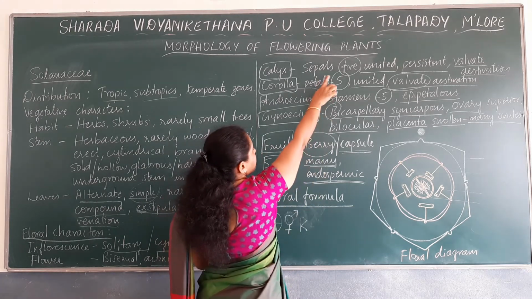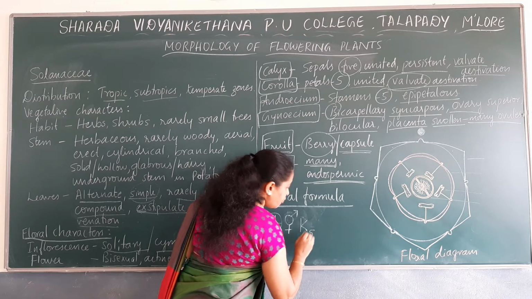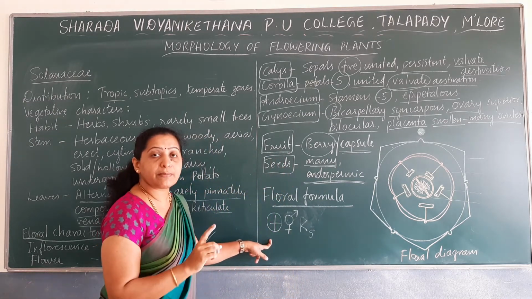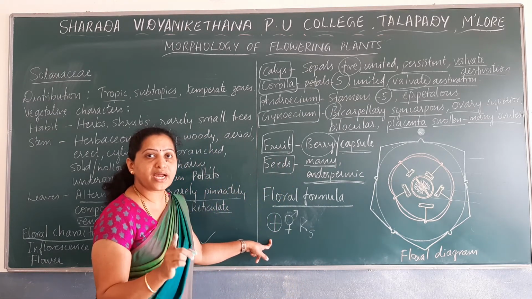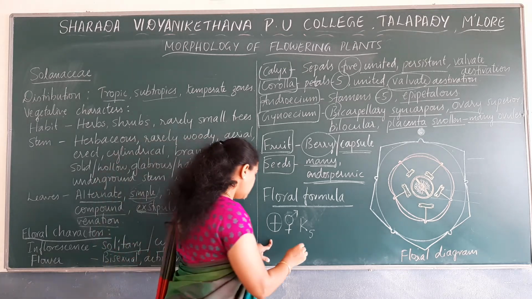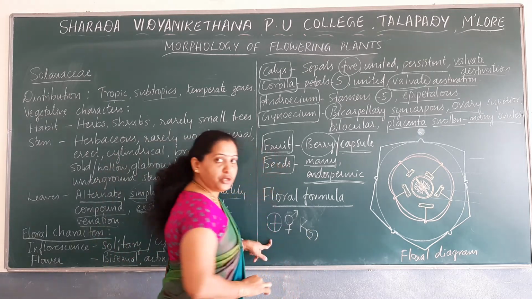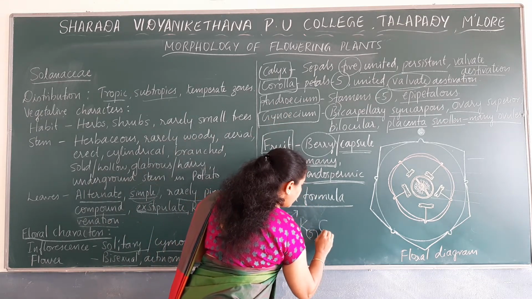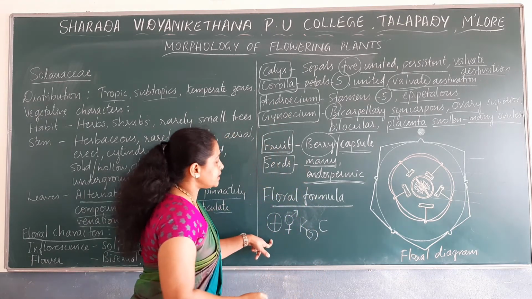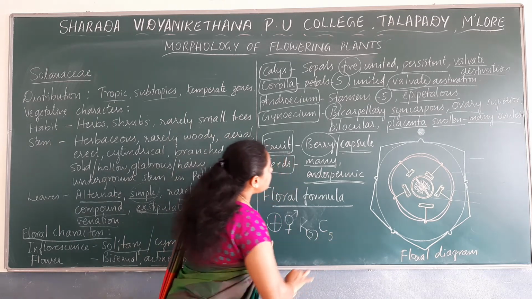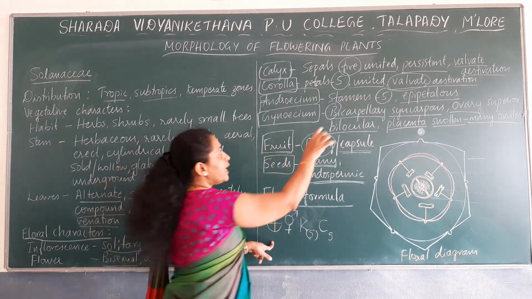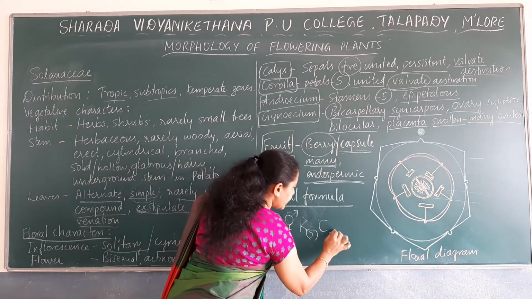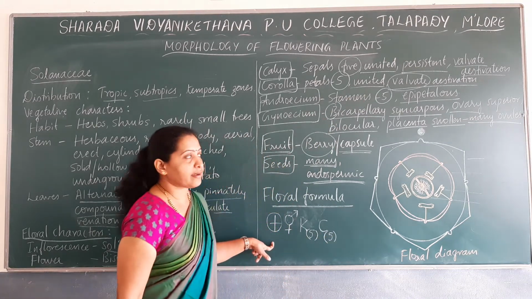How many sepals are present? 5 sepals. How are the sepals? Sepals are united. If the sepals are united, it has to be enclosed within the brackets. Then corolla, denoted by alphabet C. How many petals are there? 5 petals. How are the petals? They are united. So it has to be enclosed within the bracket.